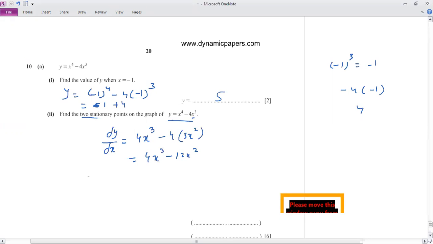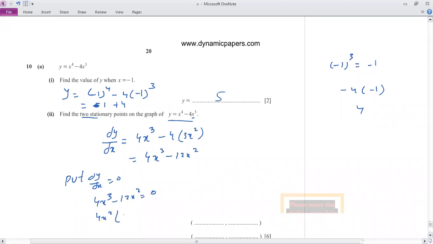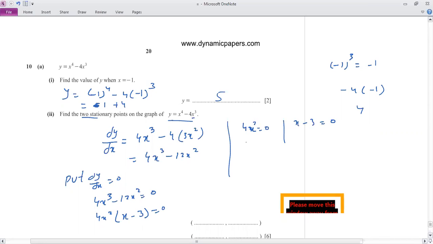Now, for finding the stationary point, I will put dy over dx equal to 0. So it will be 4x cube minus 12x square equal to 0. So take common 4x square. What we will get? We will get x minus 3 equal to 0. So there are two possibilities. Possibility number 1, 4x square equal to 0, or x minus 3 equal to 0. So I will have from here x is equal to 0, and from here I will have x is equal to 3.